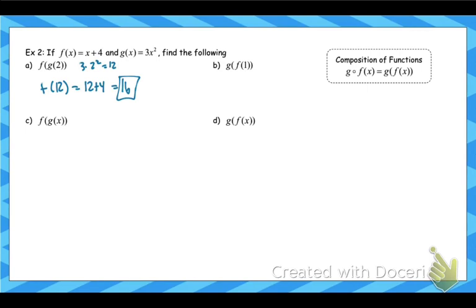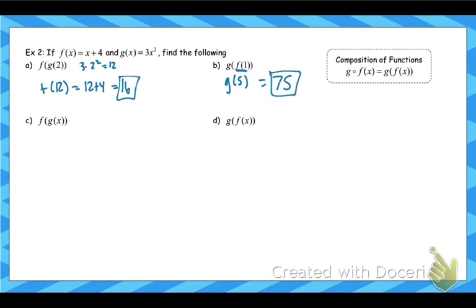All right, let's look at this next one. So g of f of 1. So we'll again start with the inside. F of 1, plug in 1 into the f of x function. So 1 plus 4 is 5. So now I'm evaluating g of 5. That means plug in 5 to the g of x function. 5 squared times 3, 25 times 3 is 75.